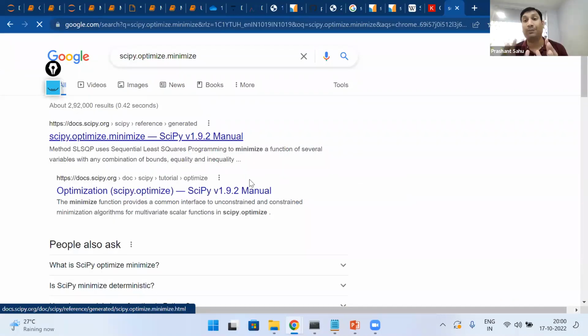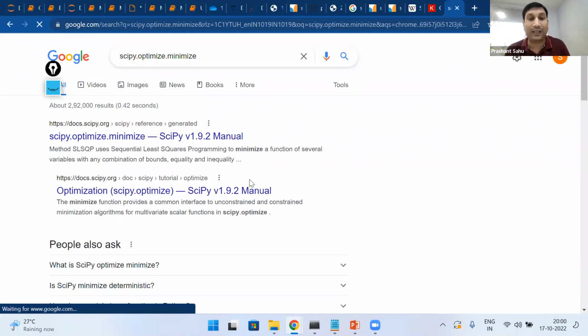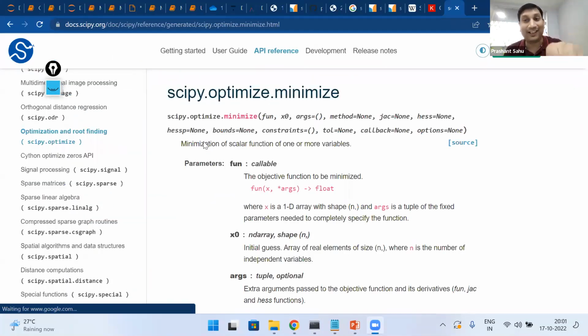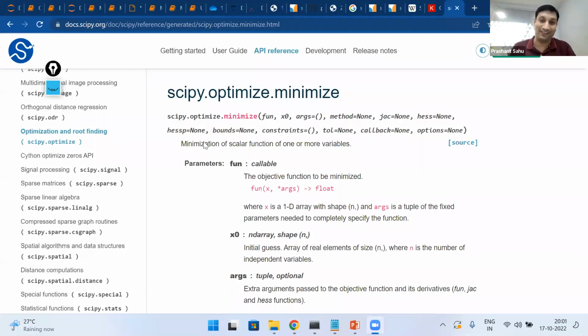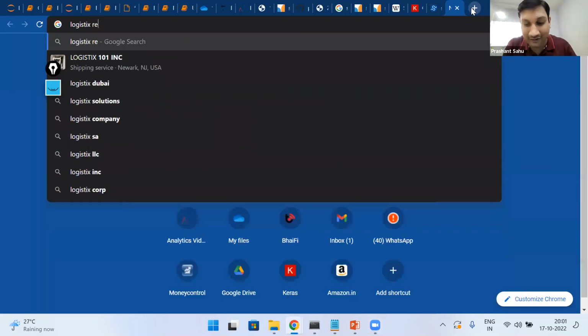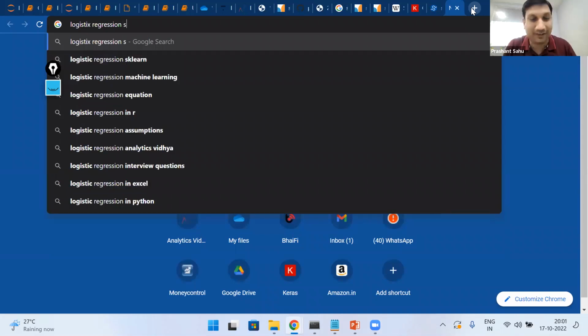All the optimization routines I mentioned in my last slide are present here. Most of the machine learning algorithms are calling this function behind the scenes. You may not realize this. Even the logistic regression of scikit-learn does this. Let me show you the logistic regression.